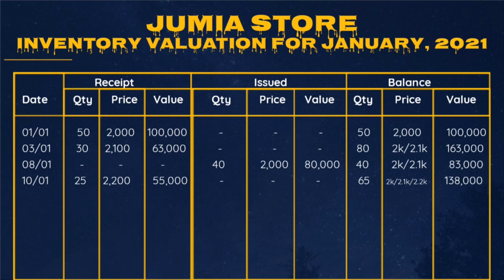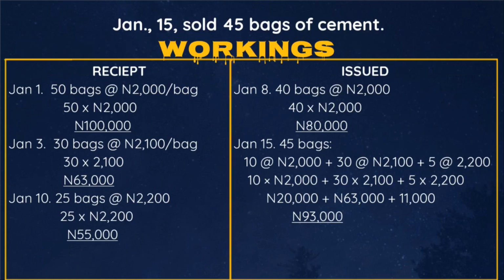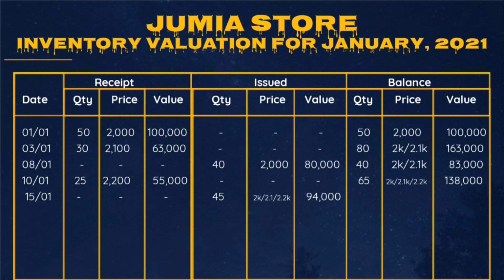Now let's go to our inventory account. The first thing is the date, January 15, that is 15/01. Receipt, we are not receiving, so that is going to be dash, dash, dash. Under the issue, we are issuing 45 bags of cement at 2,000, 2,100, and 2,200, which amounted to 94,000 naira.